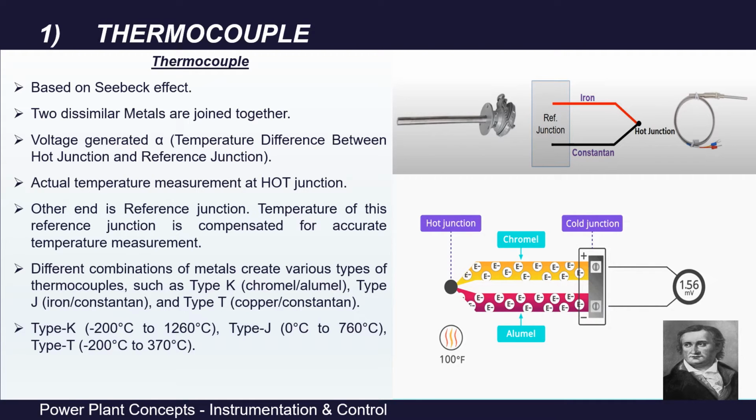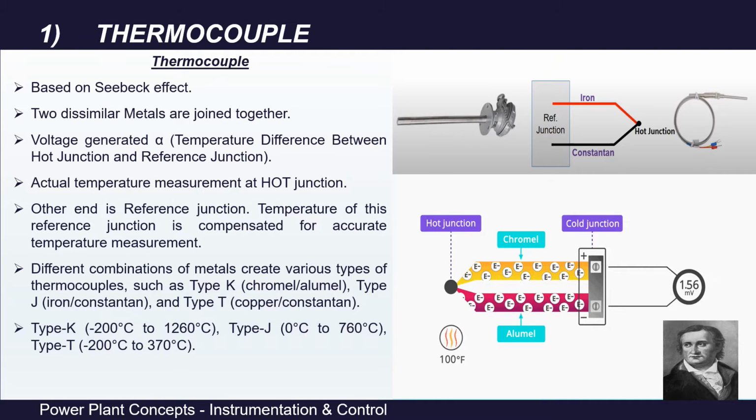Seebeck effect was given by T.J. Seebeck, whom we can see in this picture. It operates on the Seebeck effect, which is the phenomenon where a voltage is generated when two dissimilar metals are in contact and are exposed to a temperature gradient. And this voltage, although very small, in millivolts, is also called Seebeck voltage, and is proportional to the temperature difference between the two ends of the thermocouple.